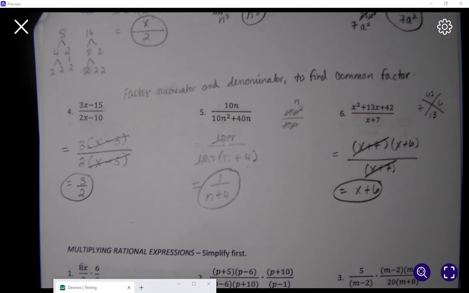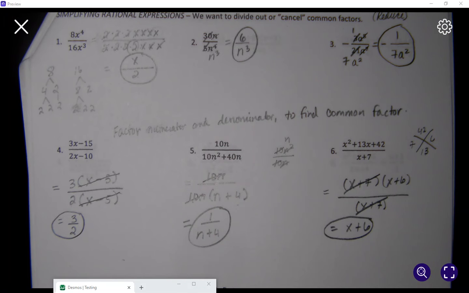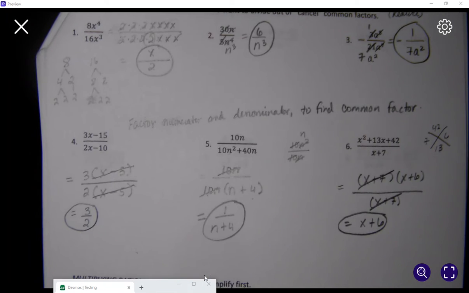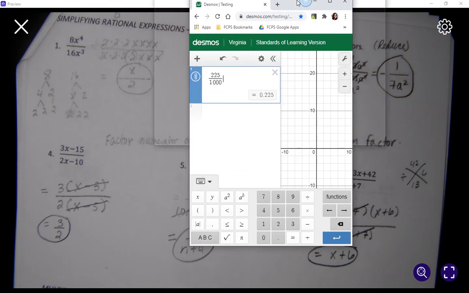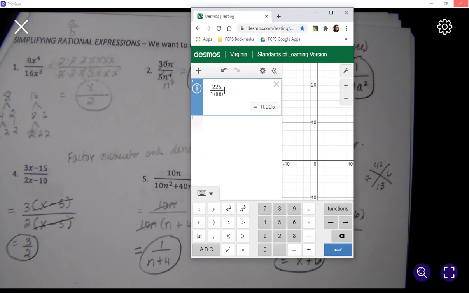Now, we want to be able to check if our answers are correct, and you can check those in Desmos. So let me pause for a second from doing the rest of the problems, and let me give you a way that you can check your answers in Desmos. So I'm going to go to Desmos. I'm going to look at the first one. What I generally do is I'm going to put my question right here.